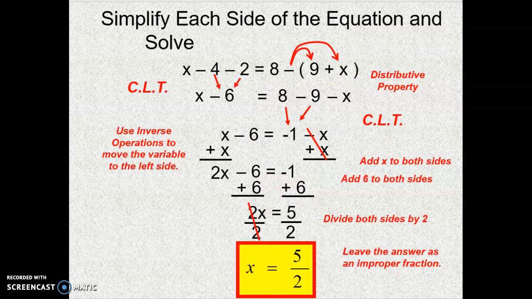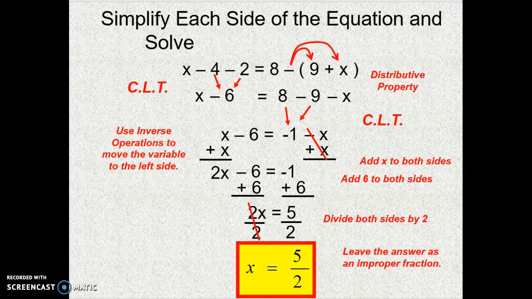Now, let's take a look at an example where we have distributive property on one of the sides of the equal sign here on the right. So my original equation is x minus 4 minus 2 equals 8 minus the quantity 9 plus x. Well, my rules say do the distributive and the combining like terms separately on each side of the equal sign. So on the left, I can combine my two numbers. See, I have negative 4 minus 2. Those are like terms, so I combine those and I get negative 6. So then on the left, I have x minus 6.